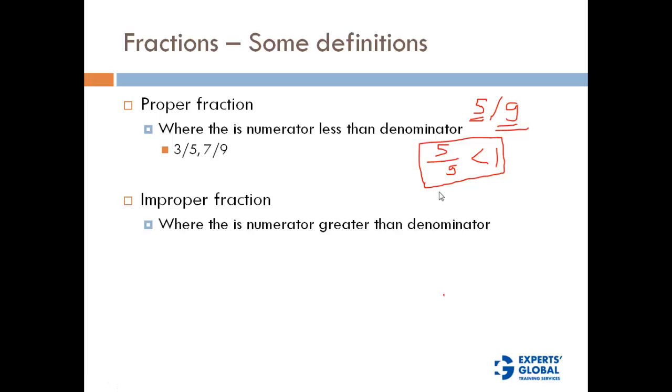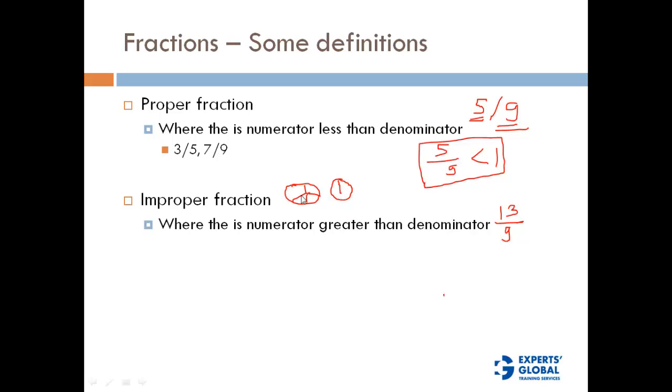Improper fraction. A fraction where numerator is greater than denominator. Let's say for example 13 divided by 9. So let's say we have one pizza, we split it into 9 pieces and we take 13 such pieces. Now the question is, if we have only 9 pieces, how can we take 13 pieces, right? So don't confuse yourself.